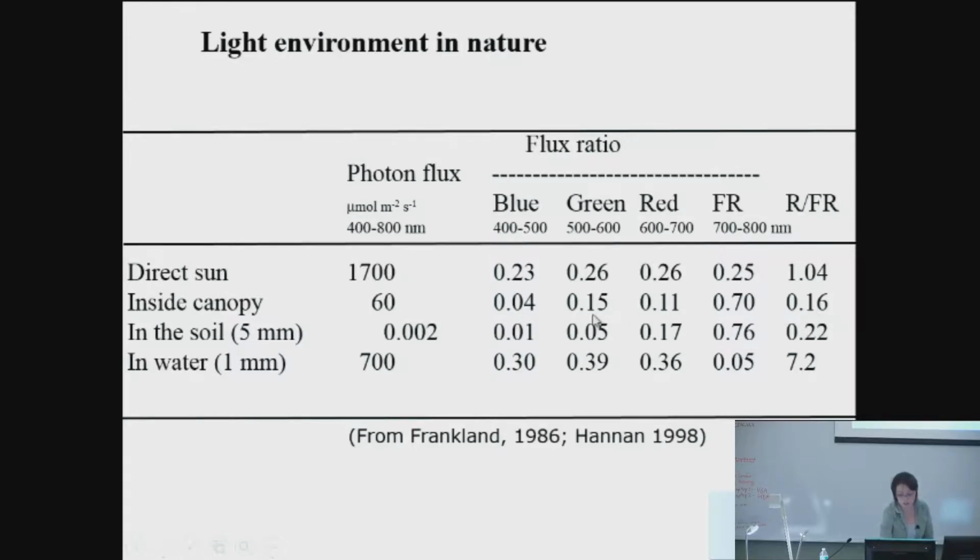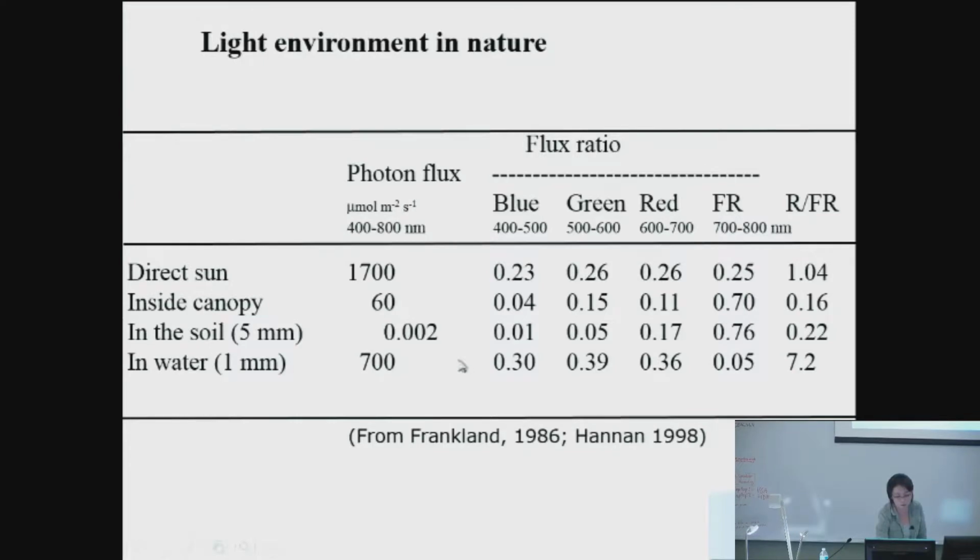Another interesting point is that blue is only 4% here, out of 60 micromoles, and red is 11%. Incident light was almost 25% across, so it's a huge reduction in blue and red, but not so much in green. It's still 15%, a higher percentage compared to blue or red. This is because green light is not absorbed at a higher rate by the leaves. Therefore, you see more green light sitting in the canopy. But again, the number one component is far red, right?